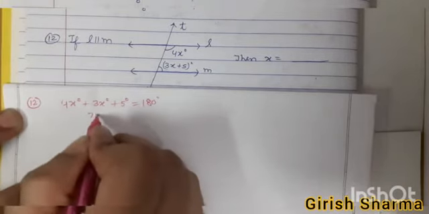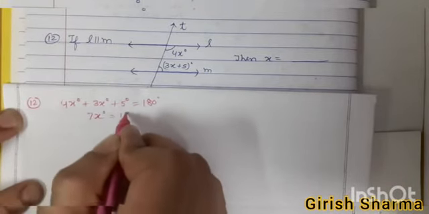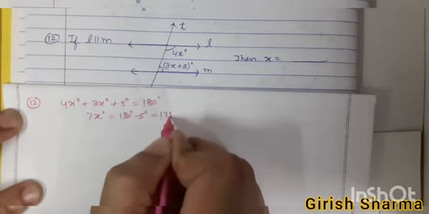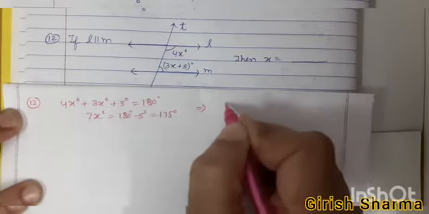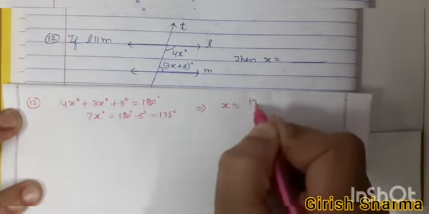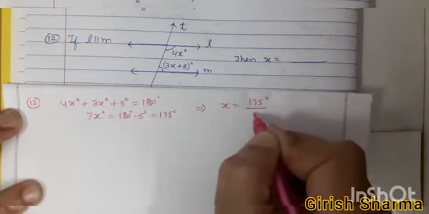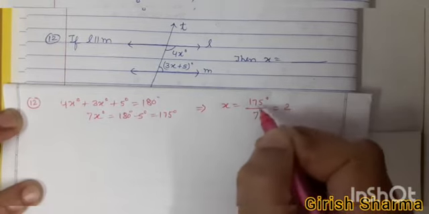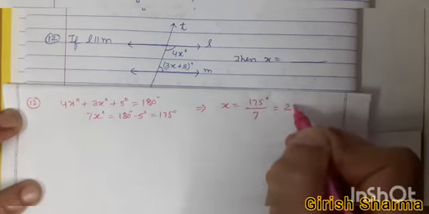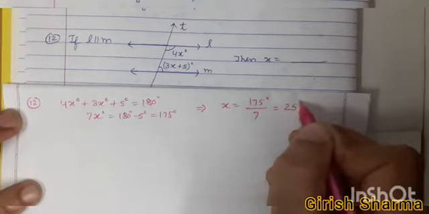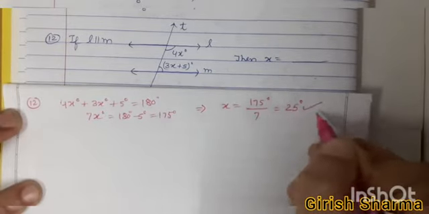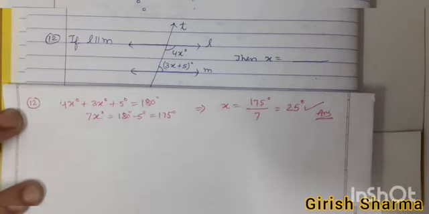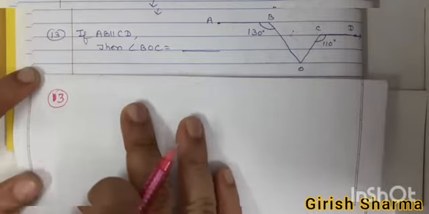This is what? 7x degrees equals 180 degrees minus 5 degrees. This is 175 degrees. And what is x then? 175 degrees upon 7. Okay, 7 2s are 14, 3 is remaining, 35, 7 5s are 35. Then what is the answer? 25 is your answer.